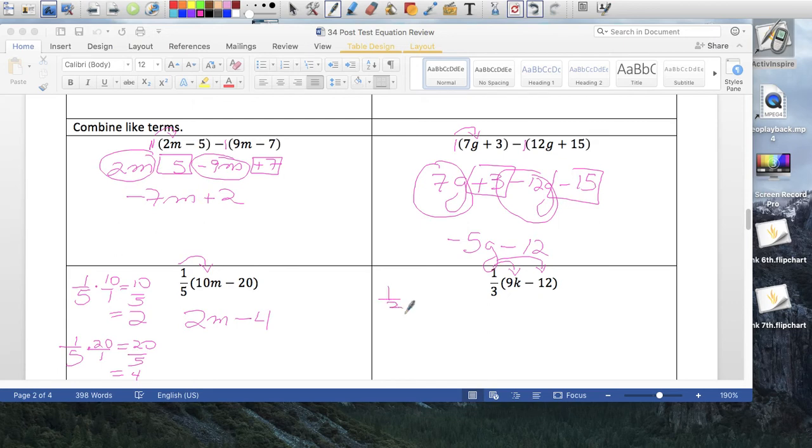So 1 third times 9, put the 9 over 1, 1 times 9 is 9, 3 times 1 is 3, and 9 over 3, 9 divided by 3 is 3, so this equals 3, so this first one is 3, minus 1 third times negative 12, put it over 1. 1 times 12 is 12, and 3 times 1 is 3. 12 divided by 3 is 4, so it becomes 4. So I forgot the k here.